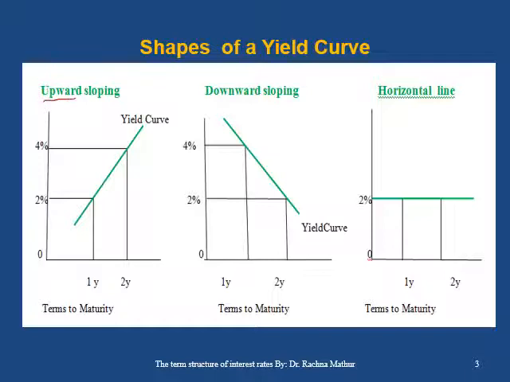The yield curve is upward sloping curve, which is showing that in the first year the returns are 2%. For the second year returns are 4%. So the yield curve is upward sloping curve.